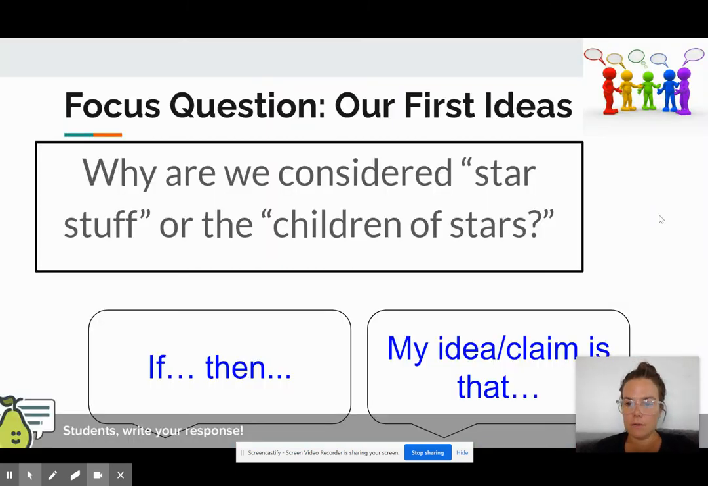So, next we need to form a hypothesis, our first idea about what this question might mean and how we might be able to answer it. So, if you could, please write a hypothesis. You can write it in your if-then, because that's how we write a hypothesis, or you can also just say, my idea or claim is that. And answer this question based on our little bit of research and those thoughts that you are having.